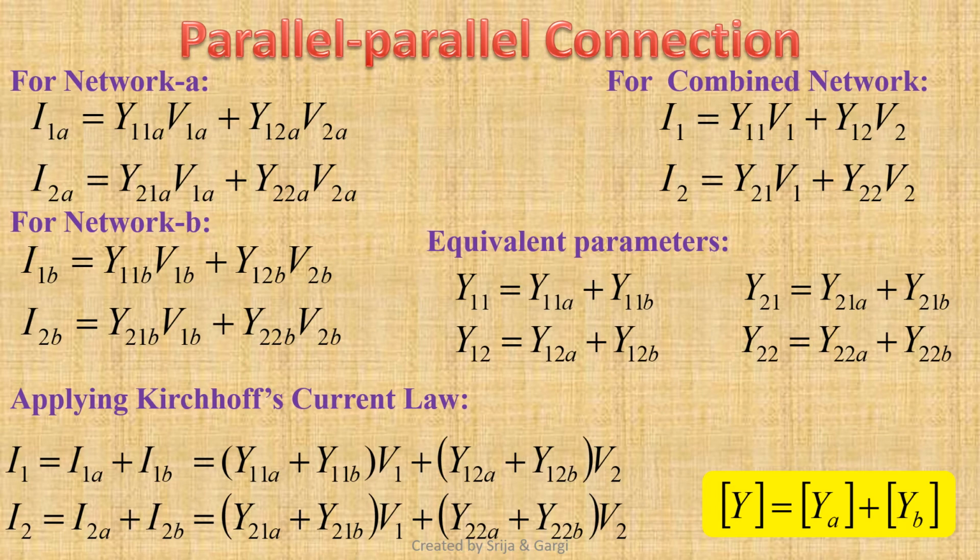Hence, we can conclude that the overall Y parameter matrix of parallel connected two-port networks is the sum of the Y-parameter matrices of each individual network connected in parallel fashion. This result may be generalized for any number of two-port networks connected in parallel, subject to the condition of interconnectibility being satisfied.